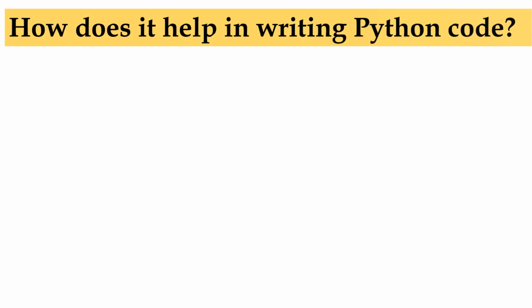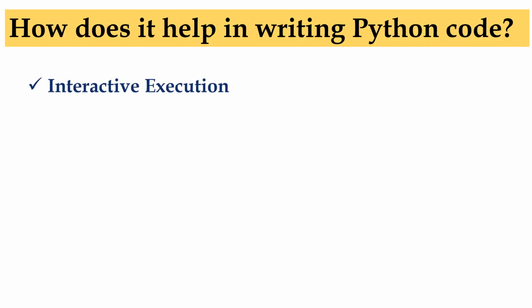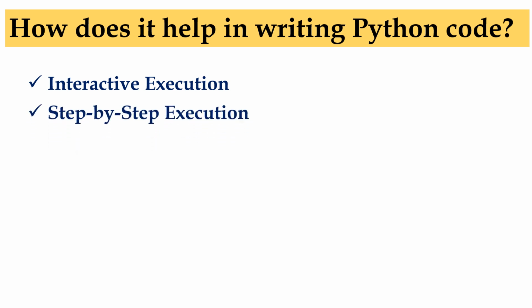Interactive execution. Jupyter Notebook allows you to write and execute Python code interactively. You can run code cells individually or all at once, which gives you the flexibility to test and experiment with code snippets quickly. Step-by-step execution. Jupyter Notebook allows you to execute code cells sequentially, enabling you to see intermediate outputs and debug your code step by step. This feature is particularly useful when you are working on complex algorithms or data analysis tasks.